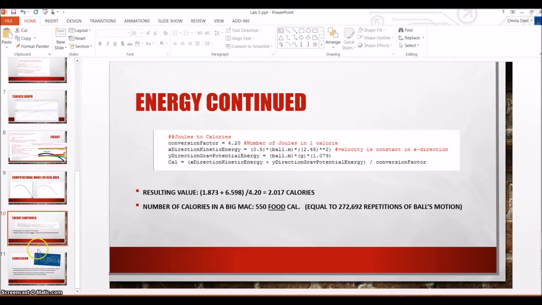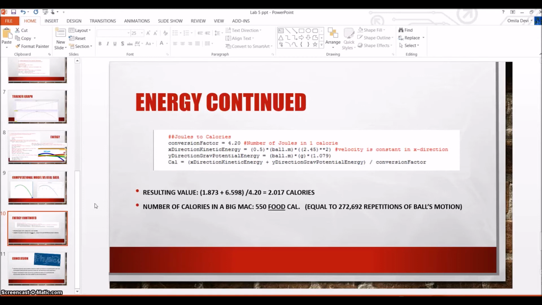By adding these two energies, we were able to get a total joule value, which we divided by 4.20 to convert it to calories, which gave a resulting value of 2.017 calories. To get an idea of its significance in a real-life situation, we can compare it to the calories in a Big Mac, which has 550 food calories. Because it's food calories and not the calories we discussed here, when we convert it, it equals over 272,000 repetitions of the ball's motion to attain the same value in terms of food calories, because 1 food calorie equals 1,000 calories.